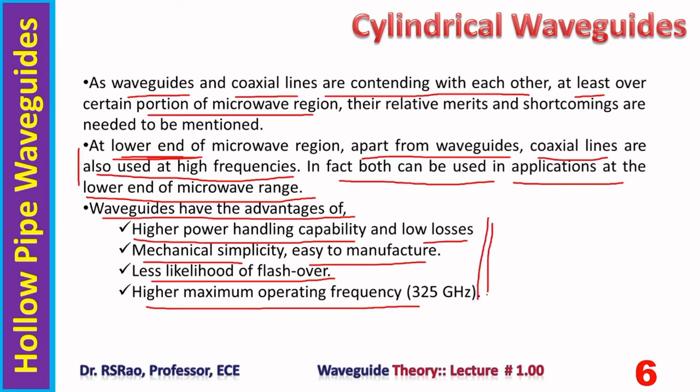In other words, at the lower end of the microwave region, you can use coaxial lines, you can use waveguides also, but waveguides have an edge in this range. That is with respect to power handling capability, with respect to losses, with respect to less likelihood of flashover. These are all advantages when you use waveguides. Of course, at the higher end of the microwave range, waveguides are the only possible medium.